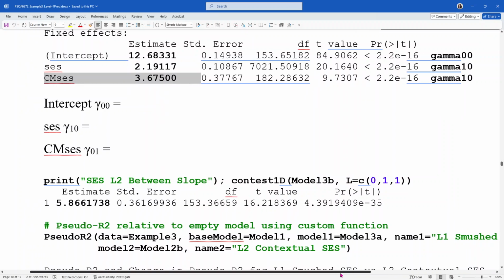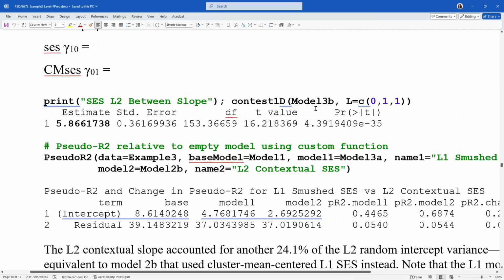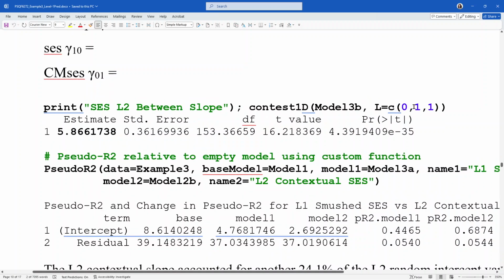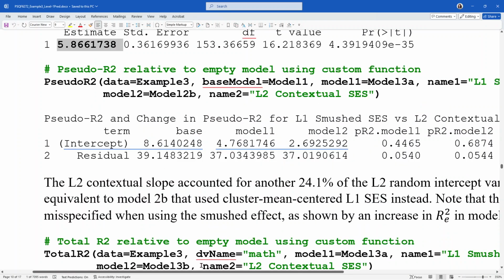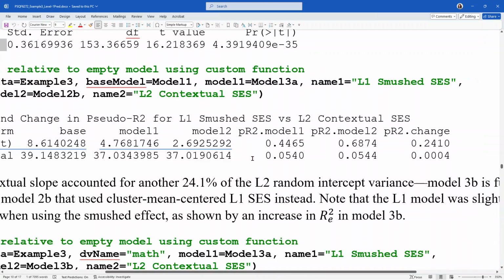So you're right. What if I wanted the between slope out of this model? Linear combination. Within plus contextual equals between. So addition gives me the 5.87 that the other model would have given me directly. In terms of an increase, we went from an R square of 0.45 in the smushed model, which is terrible, and unsmushing it by picking up the cluster mean added another 24% to that tally, bringing us back up to what it was supposed to be. And the other was unchanged as expected.